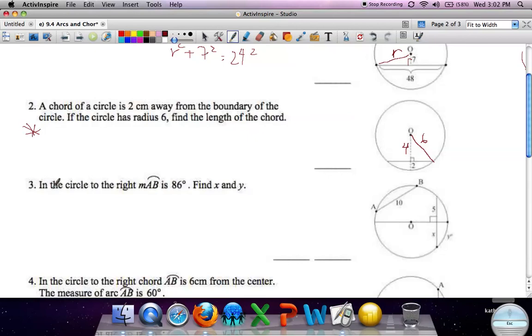Number 3, in the circle to the right, measure of arc AB is 86 degrees. Find x and find y. Well, let's see. We can find x because, if we know that this is a right angle here, and this length of the chord is 5, and this length of the chord also has to be 5. So that would be one part of the answer.